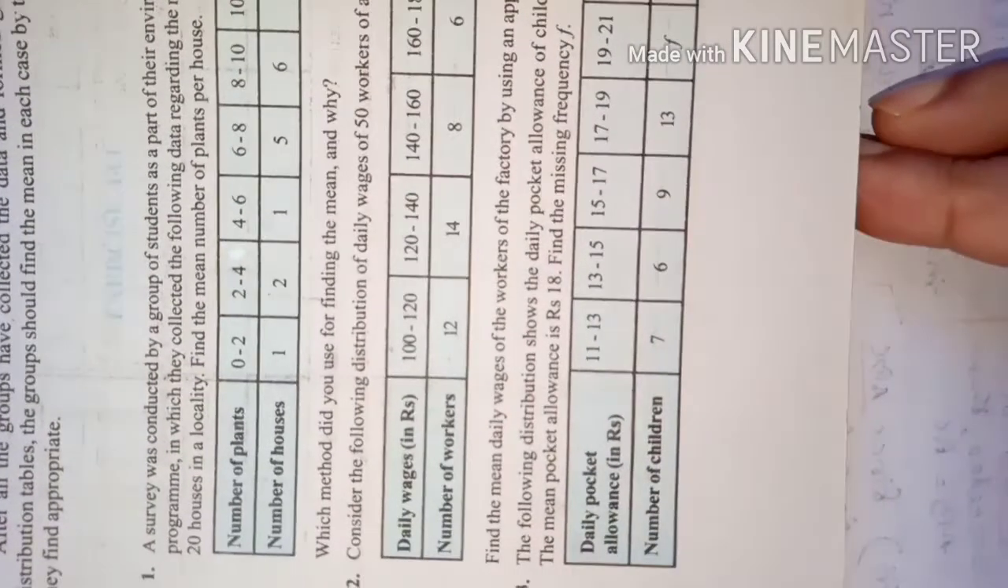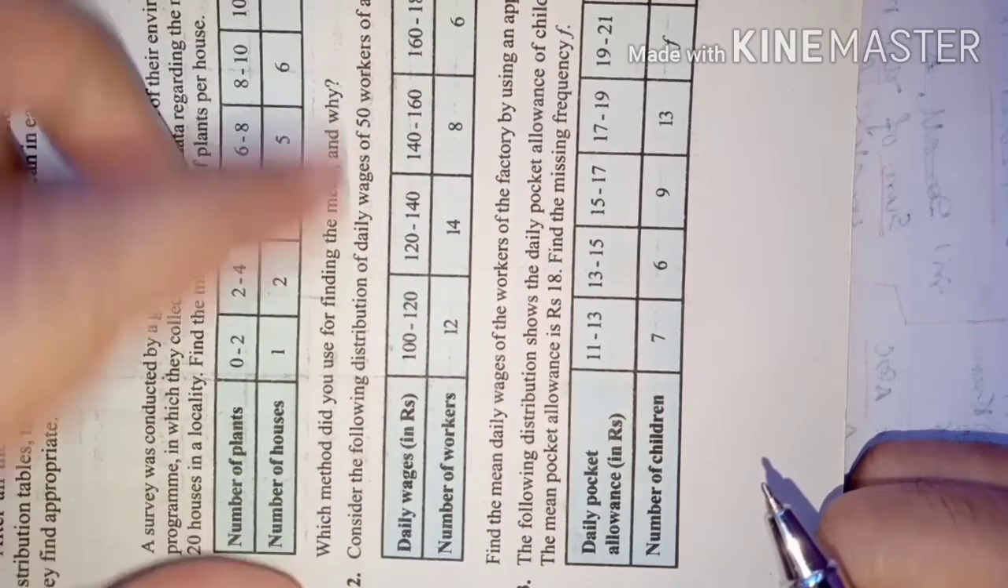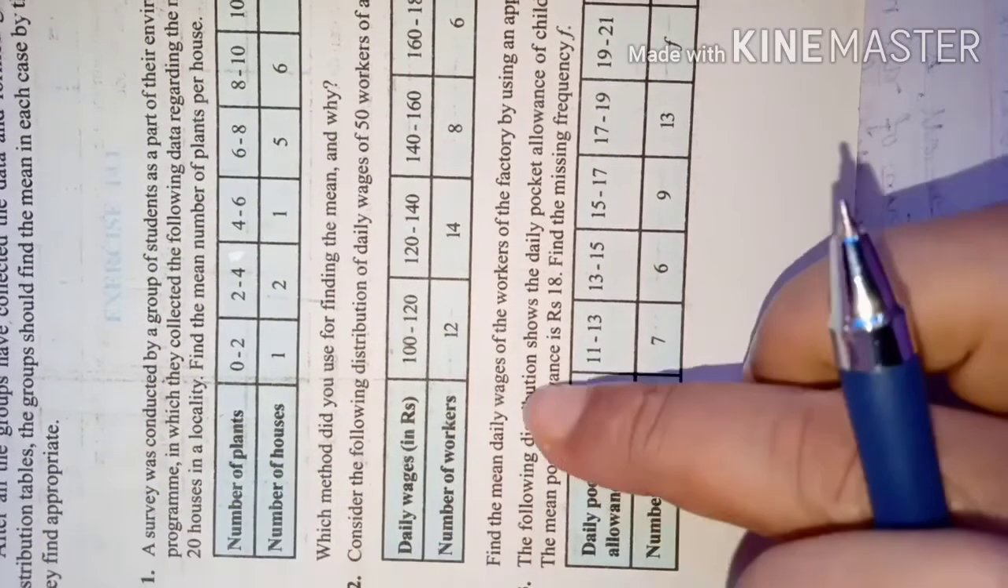Good morning, dear students. Today I am solving Exercise 14.1, question number 2 for you, and after that we will go to question number 3 also. First, see question number 2. Consider the following distribution of daily wages of 50 workers of a factory. Find the mean daily wage.